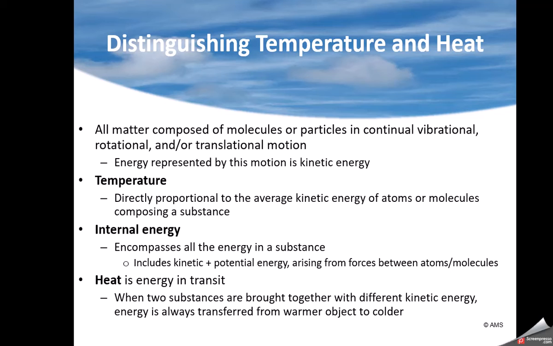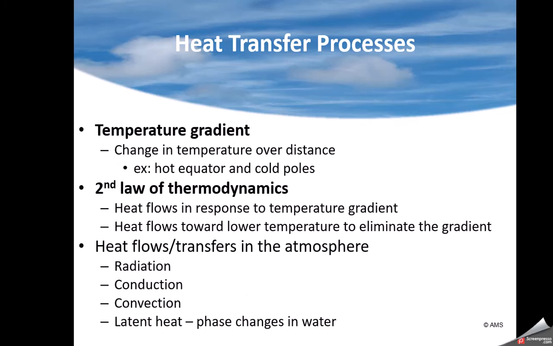Internal energy, kinetic and potential energy, which arises from just the atoms themselves, and heat is transferring energy. If a molecule hits another molecule, it can transfer energy, heat. So with that, there's a temperature gradient. Guess what? We've already talked about how much more solar energy arrives at the equator than it does at the poles. So there is guaranteed to be some kind of temperature gradient between the equator and the poles.